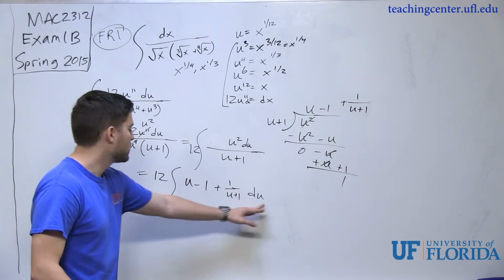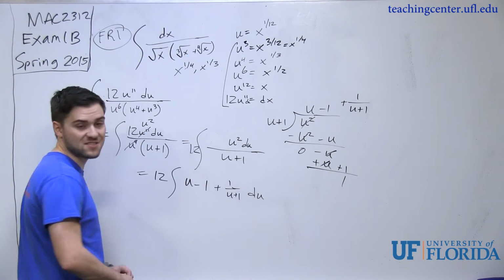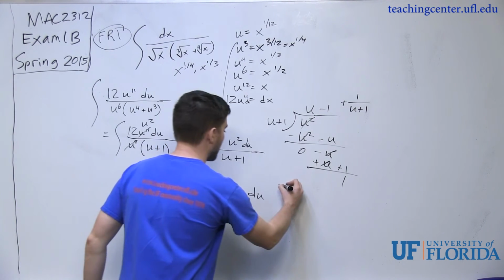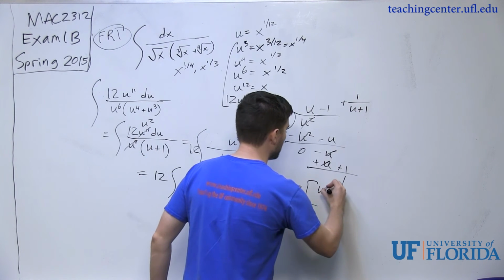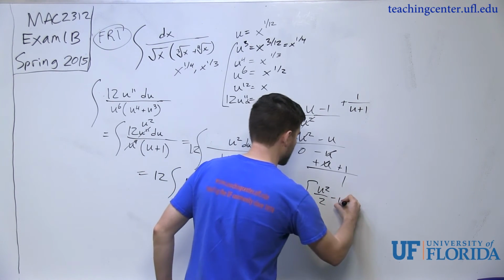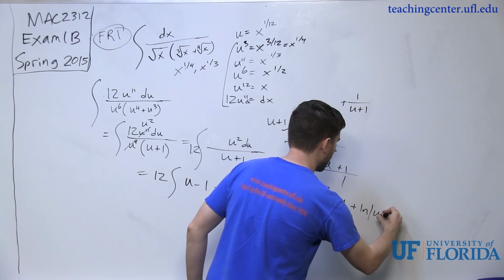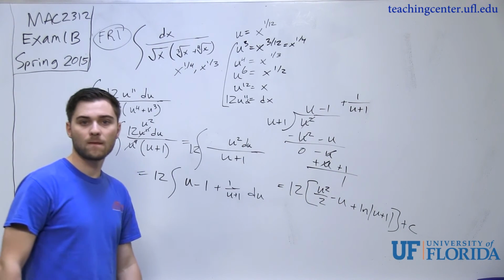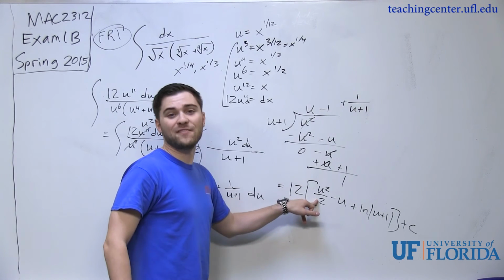Now, all my terms are separated by minus signs and plus signs, so I can integrate them independently of one another. So when I go through and integrate this, I end up getting 12 times u squared over 2 minus u plus natural log of u plus 1. That's all plus c. So now I've arrived at a final answer.